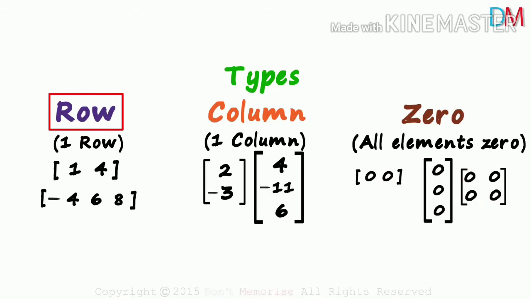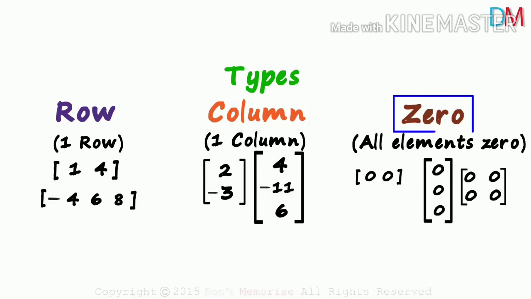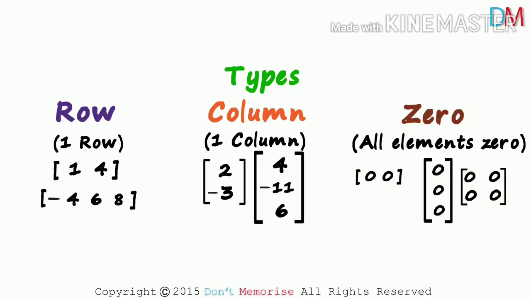A row matrix is a matrix which has just one row. A column matrix is a matrix which has just one column. And a zero matrix is a matrix in which all its elements are 0. There are a few more types of matrices. We will see those next.